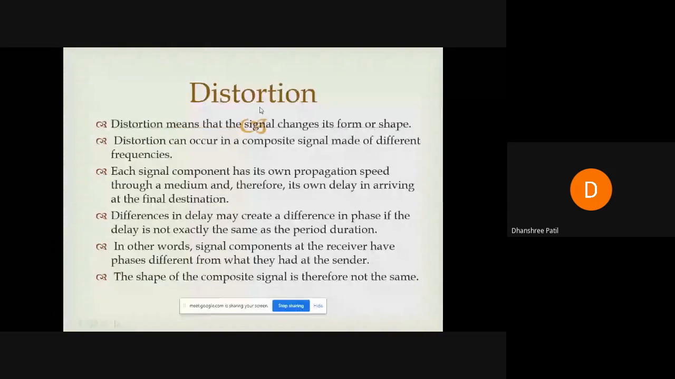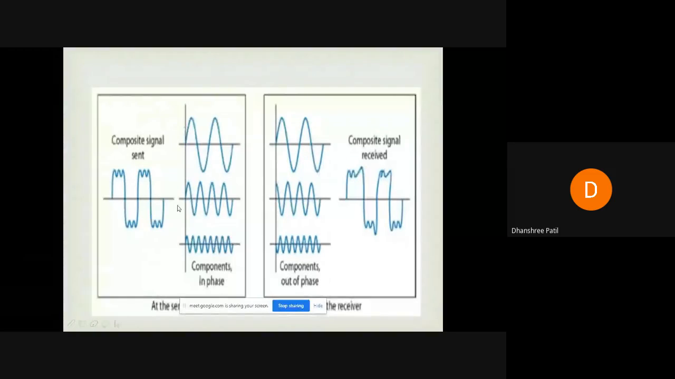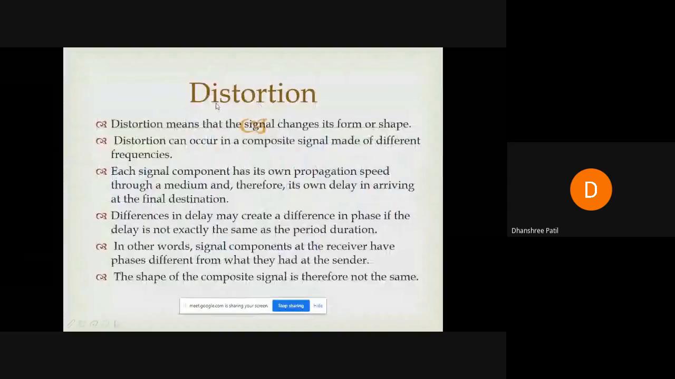I'll show you the diagram. This is the original signal, and at the receiver side the signal is getting changed, means its shape or form is getting changed at the receiver side. That is nothing but the distortion. So distortion means the signal changes its form or shape. Distortion can occur in a composite signal made up of different frequencies. So it can be in any signal, distortion can occur.